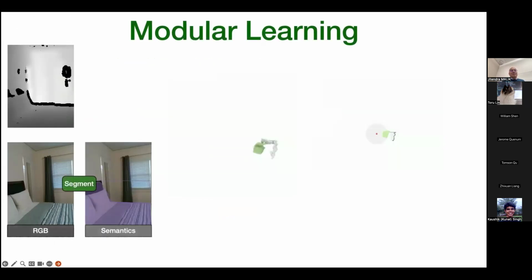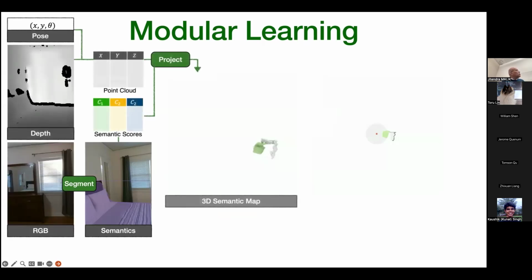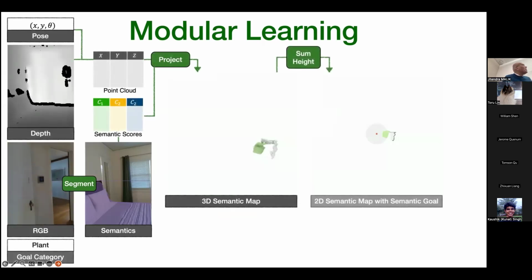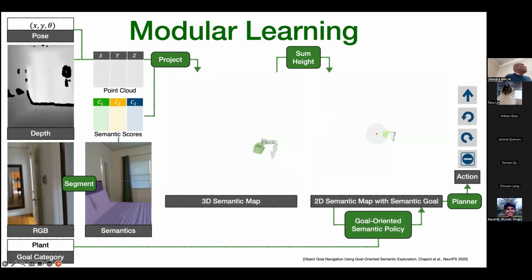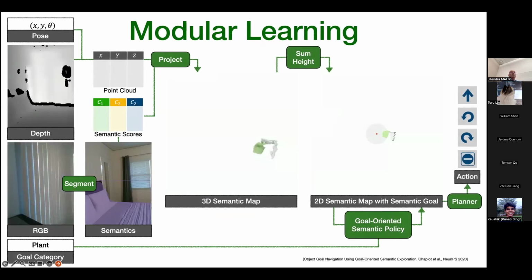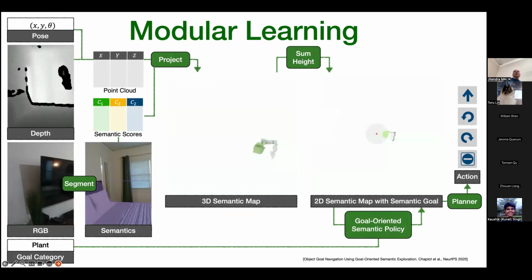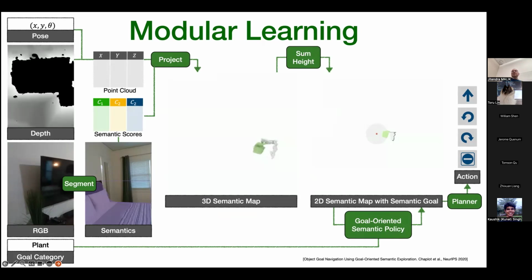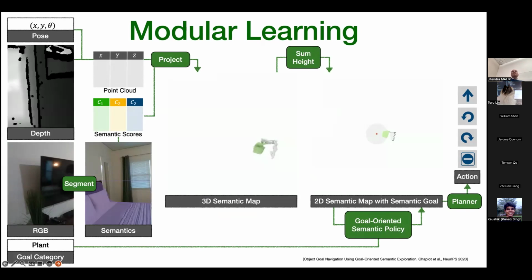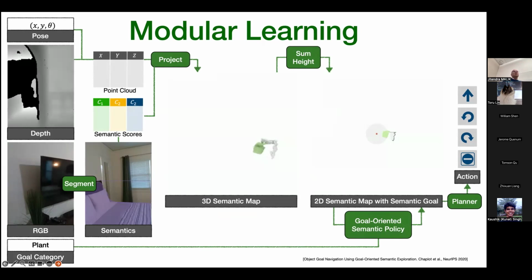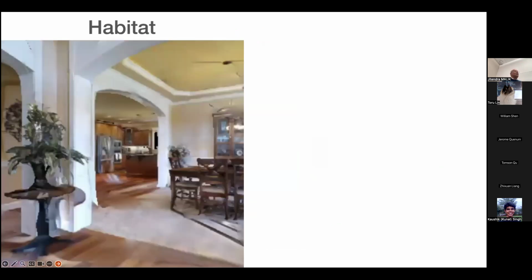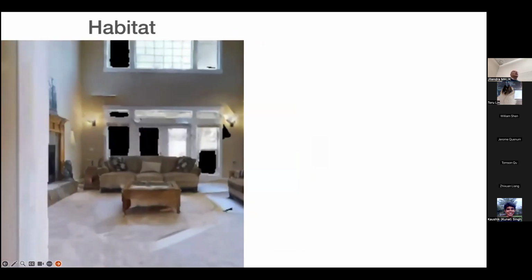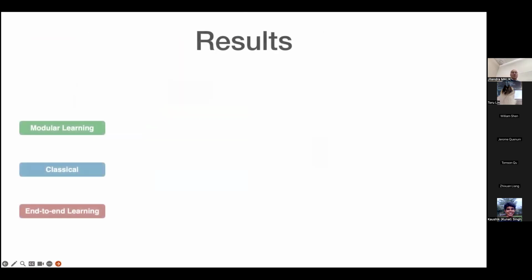So you're looking at the image, and then in the modular approach, what you're doing is you're building this map, which is partial, and then you have a goal-oriented semantic policy. So there is some learning. In the map building, there is no learning. The learning is on what's a promising place to go. That's the part which you do by learning. And we trained, at this time, there were a number of simulators which had a number of scanned-in environments. So that's what we used. And here are the results.